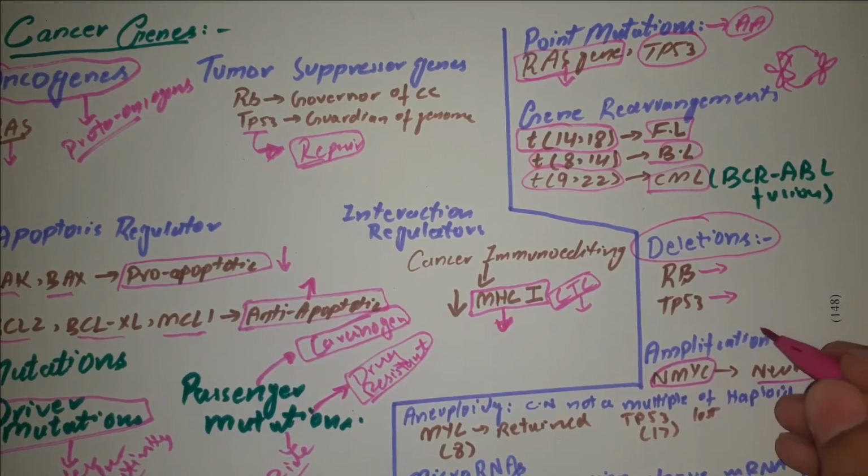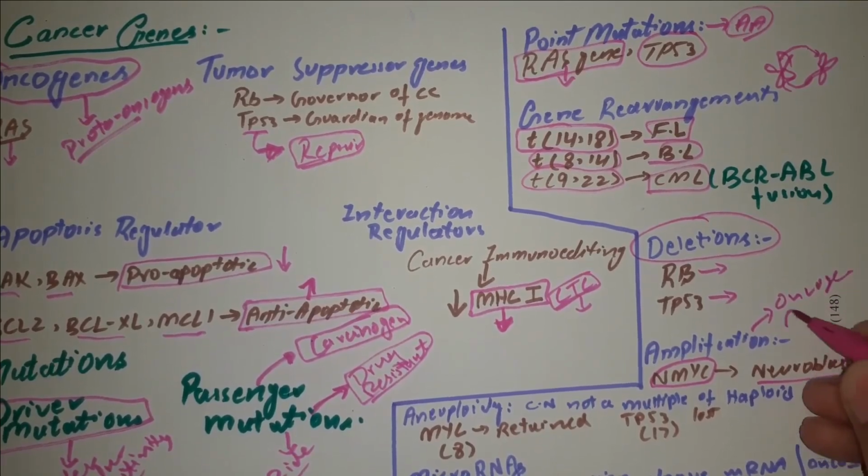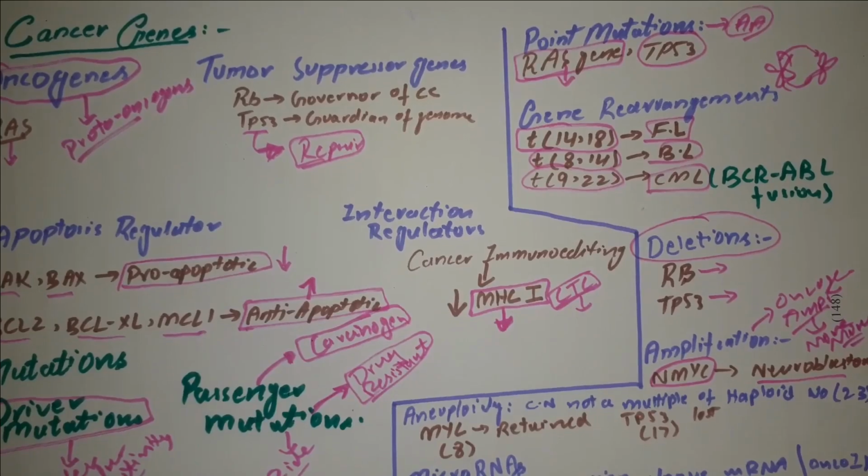For example, if there is an oncogene and it gets amplified, on amplification more copies are produced, and when more copies are produced, there is more and more growth of cells, and there is more and more tumor production. So amplification also contributes to carcinogenesis.